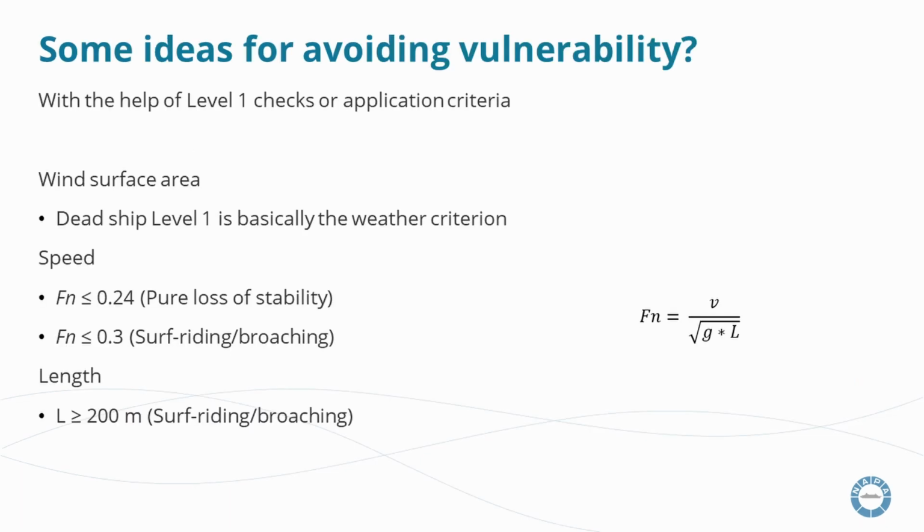So, how can one then safeguard one's designs against these failure modes? Well, one way is to utilize the simple checks in level 1 or the criteria for when a failure mode is considered applicable for a ship. Here, the wind surface area is one, as it is directly related to the dead ship condition. Speed is another. The Froude number is used for applicability for the pure loss of stability failure mode and as one of the checks for level 1 of the surf riding and broaching failure mode. Length is another, also used in the level 1 check for surf riding and broaching.